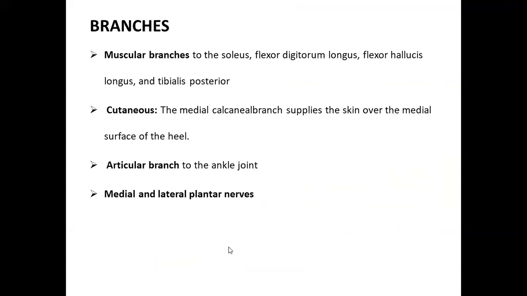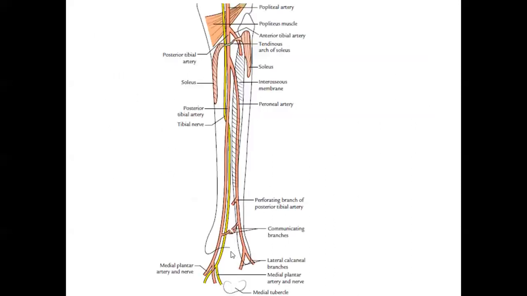What are the branches? We have muscular branches to the different muscles. We have cutaneous branches, that is a medial calcaneal branch which supplies the skin over the medial surface of the heel. We have articular branches to the ankle joint, and we have medial and lateral plantar nerves.